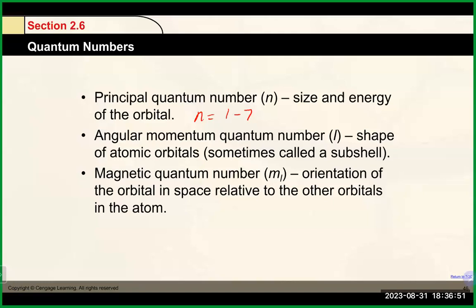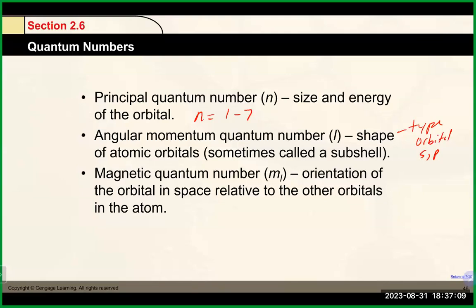The L value will really tell you, for the most part, not only the shape of it, but also the type of orbital you're dealing with. Is it an s orbital? Is it a p orbital? Is it a d orbital? It's based on the number that you get for L.